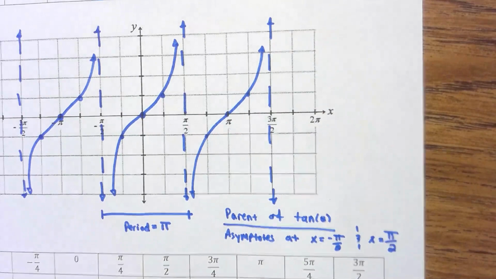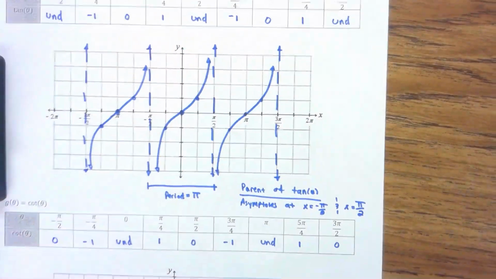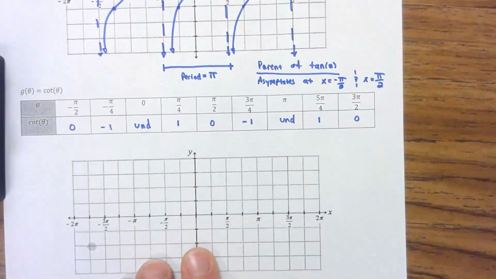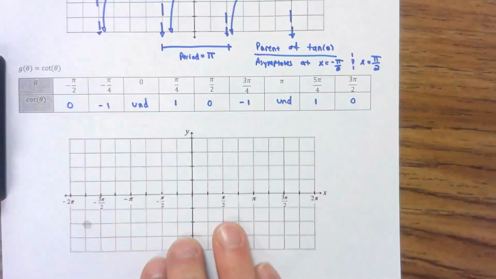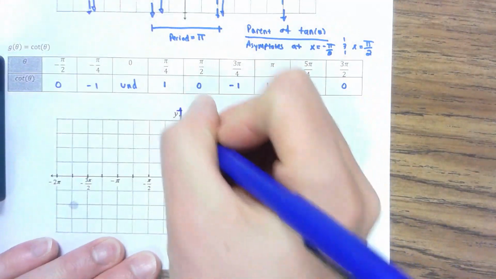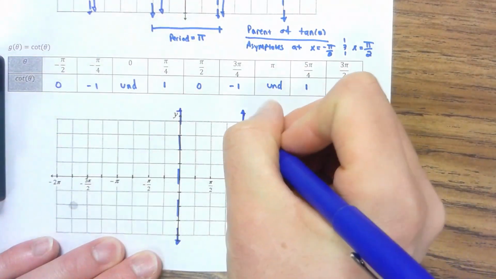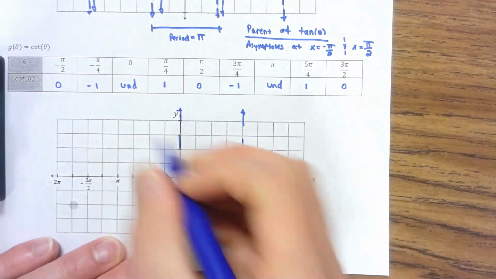Okay, so now for cotangents, we essentially get the same values, but just at different places. So we get 0s, 1s, negative 1s, and undefineds. But this time, our undefineds are at 0, which is a vertical asymptote, and then at pi. So we'd have another one at negative pi.